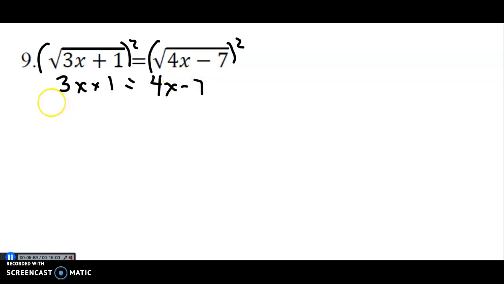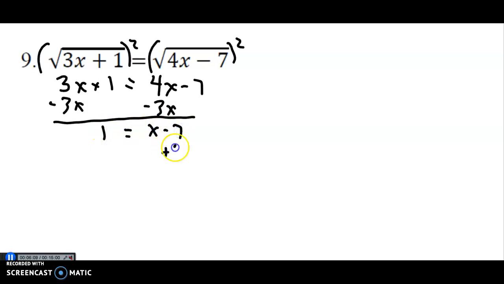So I'm going to take away 3x's from this side and get 1 equals x minus 7. Add 7 to that side and this side, and I get x equals 8. In the checking, 3x plus 1, so 3 times 8 plus 1 is 25. Square root of 25 is 5. On the right-hand side, 4 times 8 is 32. 32 minus 7 is 25. Square root of 25 is 5. They match, which means I got the answer correct.